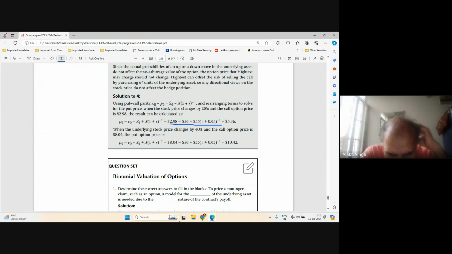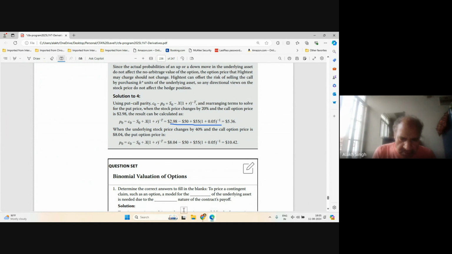To price a contingent claim such as an option, a model for the future price of the underlying asset, like S1, is needed. Future price of the underlying asset needed due to the contingent nature, binomial nature, or non-linear we can also write.